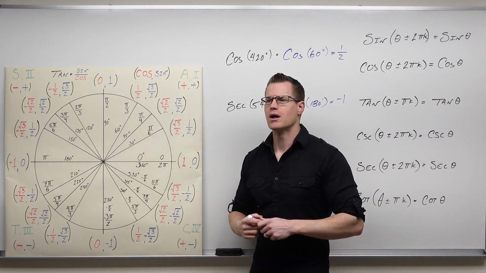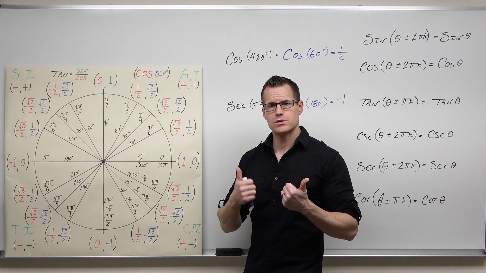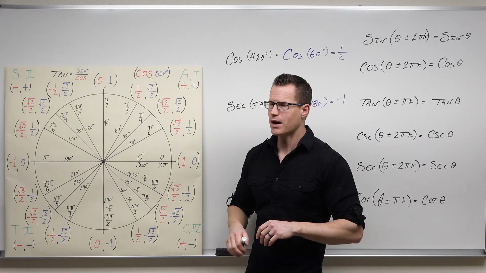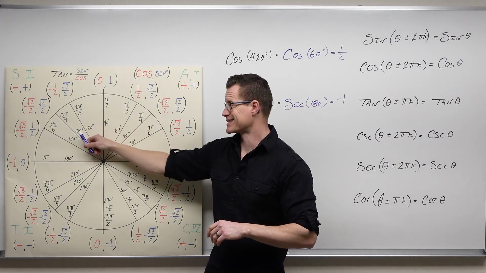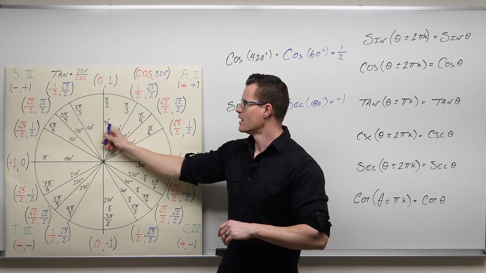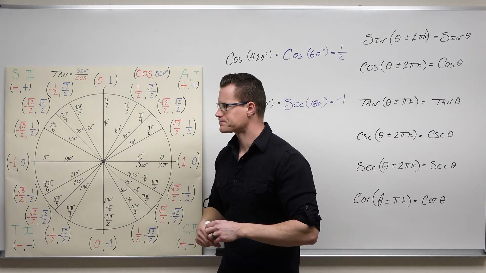So going back to my question, what if you knew that secant was negative and sine was positive? Well, sine being positive says you're either here or you're here. Secant being negative says you can't be over here, everything's positive here. That would put you in quadrant 2. It's useful to think about things like that.